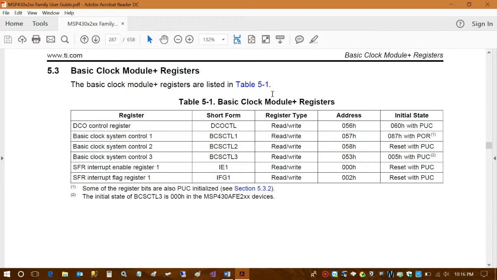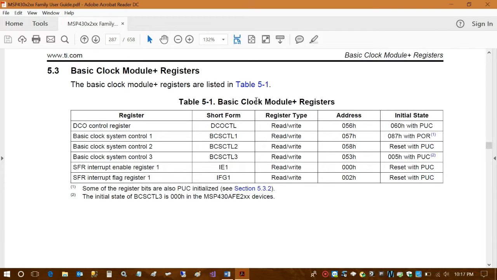And we must remember one more thing, that TI gives a ROM space where all the critical values and some specific values are loaded. For example, if you want the DCO to function at 1 megahertz, then the corresponding values are already stored in the ROM space, so you just call BCSCTL1 = CALBC1_1MHZ and it will be done. So we'll see that in the CCS part of the training session.